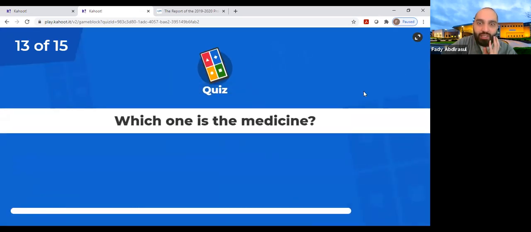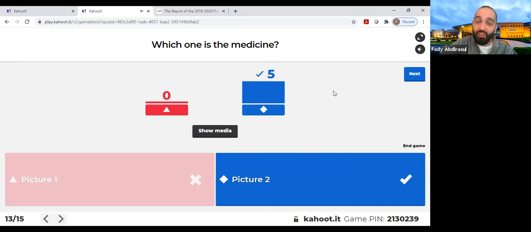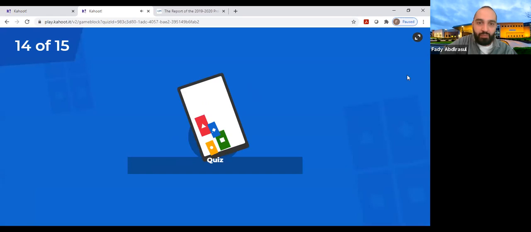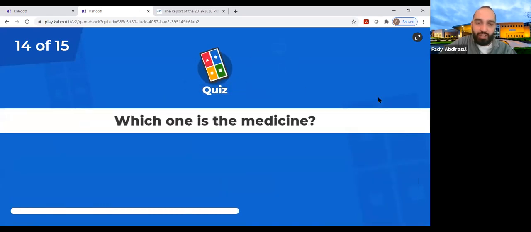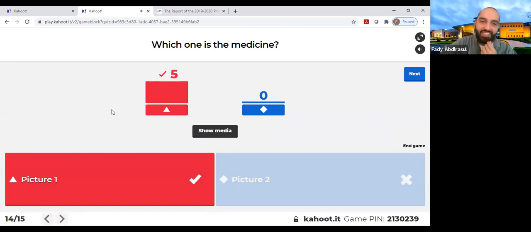Which one here is the medicine? Oh, excellent. Good. So picture 1 was a jelly bean. The other one was an iron supplement. All right, this one's a little trickier, maybe. They both look like chocolate to me. Excellent, yes. I don't know how you guys are doing it. You guys are better at identifying it than I am. So the one here is the X-Lax, and the other one was just regular chocolate.